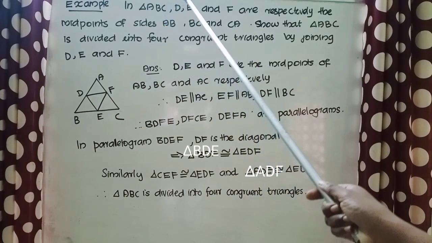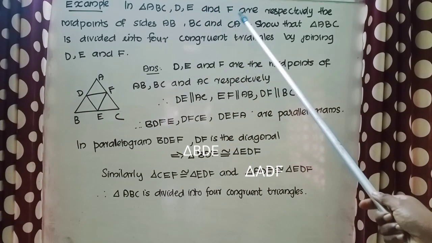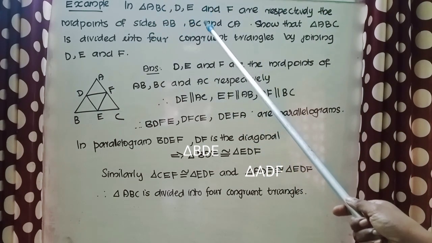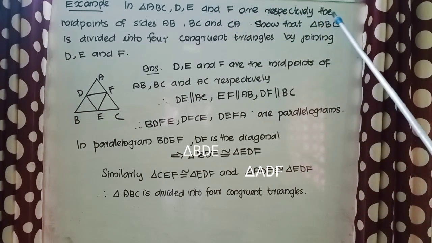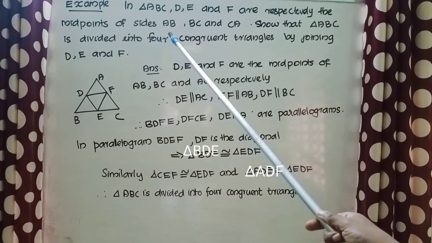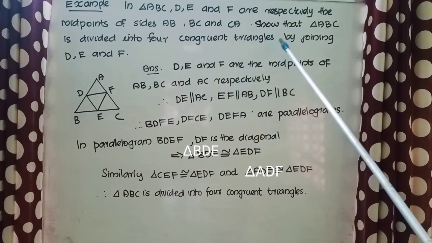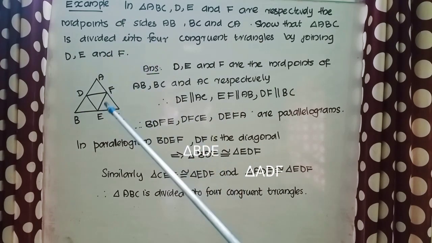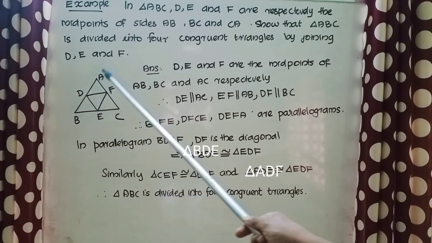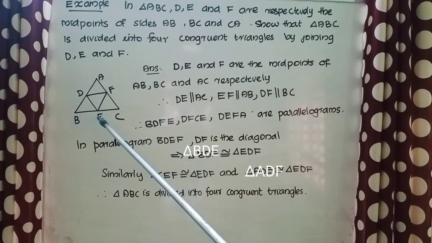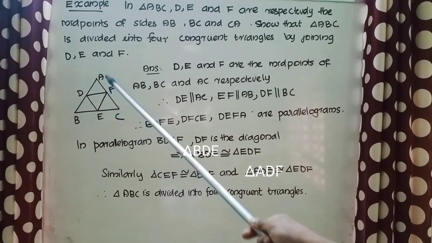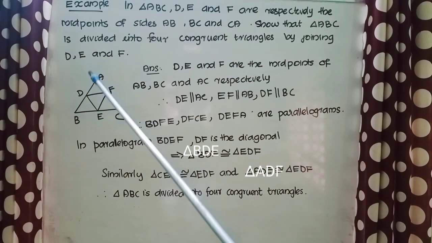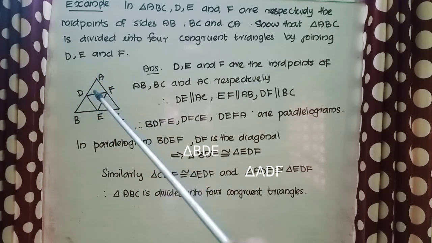In triangle ABC, D, E and F are respectively the midpoints of sides AB, BC and CA. Show that triangle ABC is divided into four congruent triangles by joining D, E and F. So here is given triangle ABC. D is the midpoint of AB, E is the midpoint of BC and F is the midpoint of AC. We have joined D, E and F and there is formed triangle DEF.